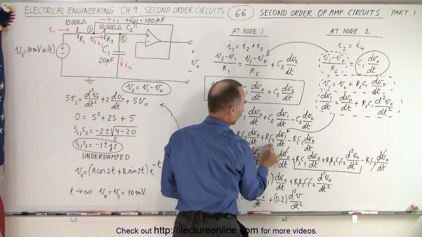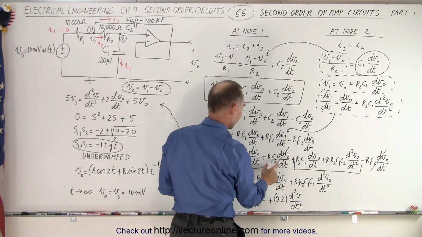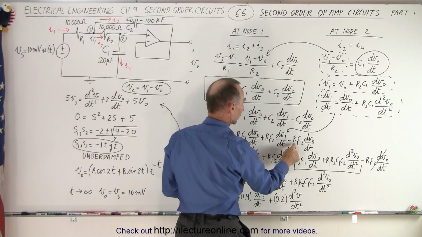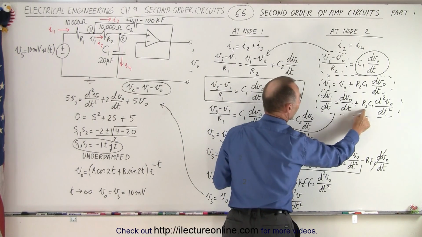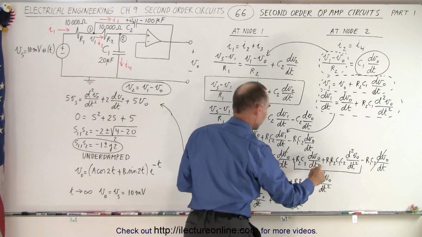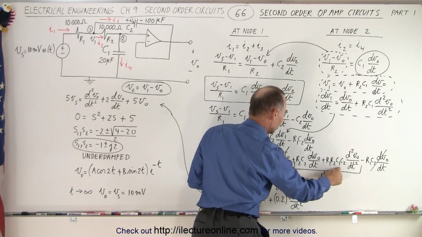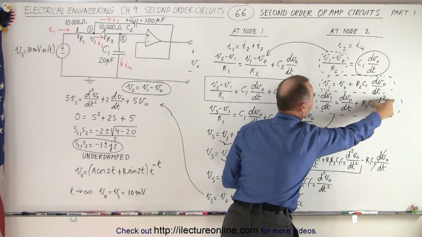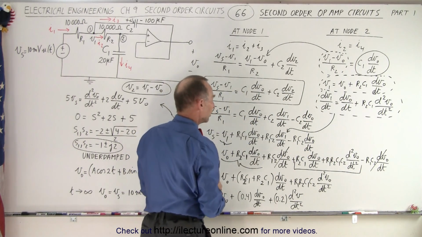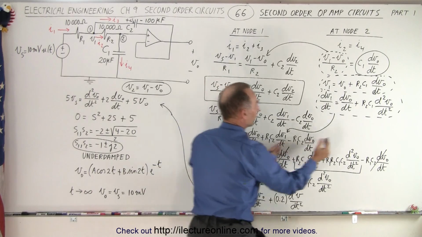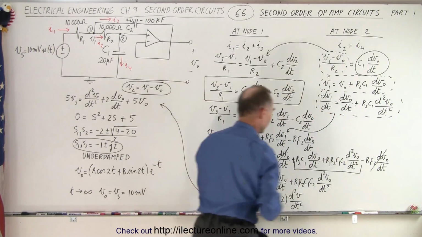We multiply R1 C2 by this to get this, and we're multiplying R1 C2 times R2 C1, and so we end up with R1 R2 C1 C2 times the second derivative of the output voltage with respect to time. So essentially, what we did was we took this and replaced it by this and put it in here.